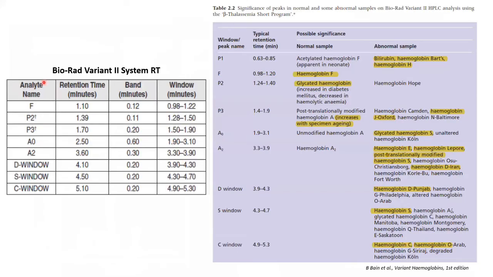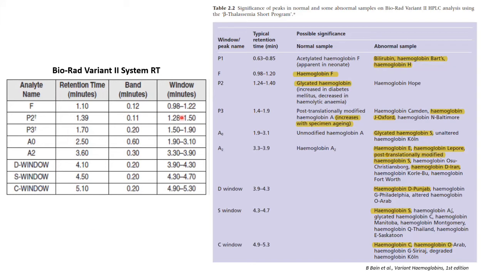So these are the manufacturer given retention times or windows which are programmed into the machine. First, whatever first peak is the hemoglobin F peak, that is 1.1 retention time. This was variant 2. These retention times might be slightly different for the Bio-Rad D10 machine. Those retention times are available at their website. You can check them out.